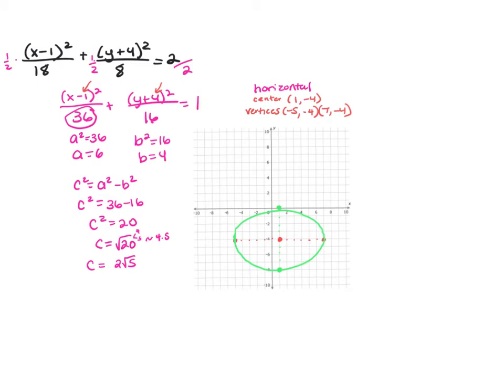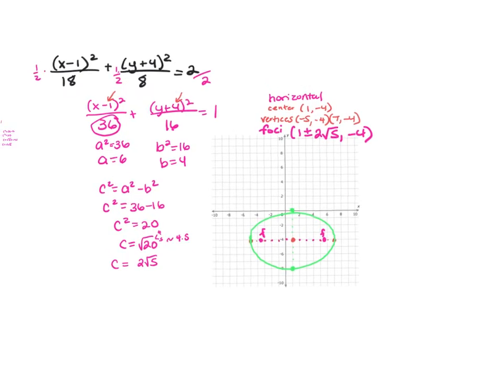The last thing I have to find is my foci. So I add and subtract the square root of 20, or the 2 root 5. We said that would be about a 4.5. So 1, 2, 3, 4, 4.5. That's a foci. That's the other one. So I'm going left and right, 2 root 5. 1 plus and minus 2 root 5 and negative 4. You're welcome.